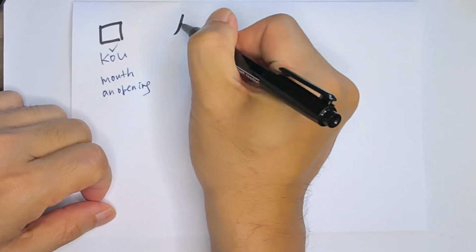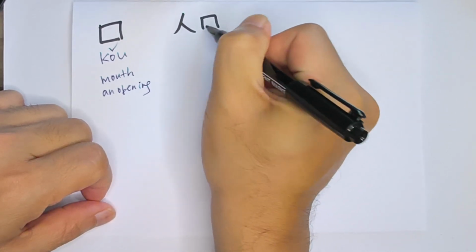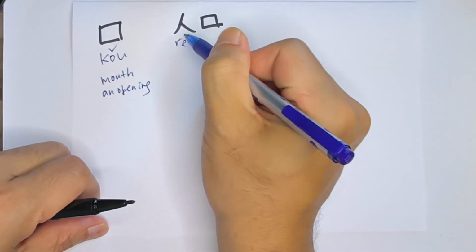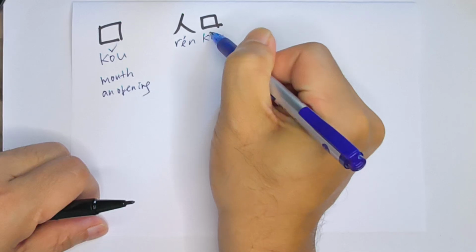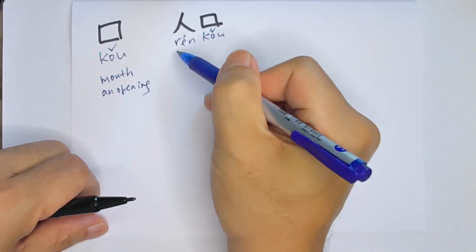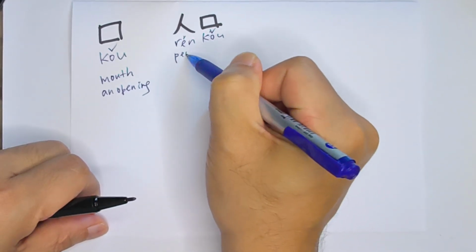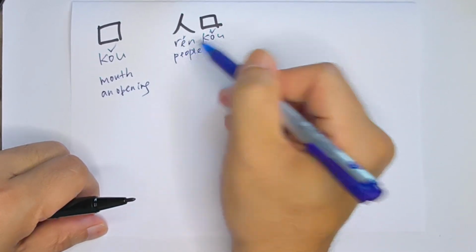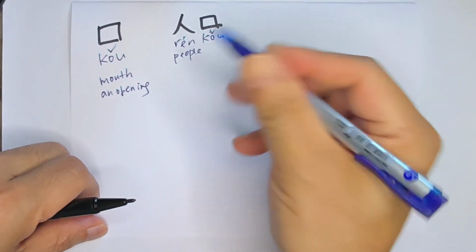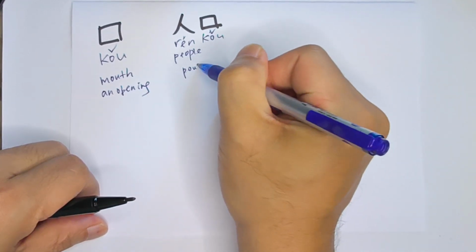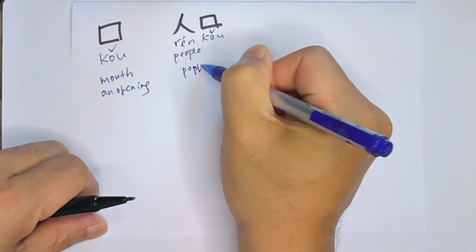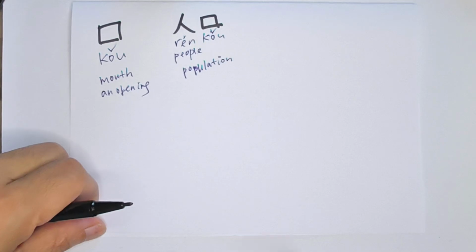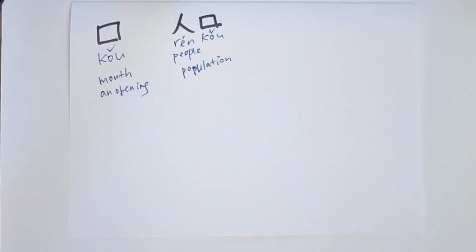If you still remember this word from our previous lesson, 人口. 人 means people, okay? People, mouth, or human, mouth. 人口 means population. Population. 人口, very simple, right?